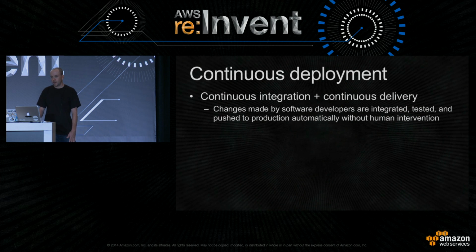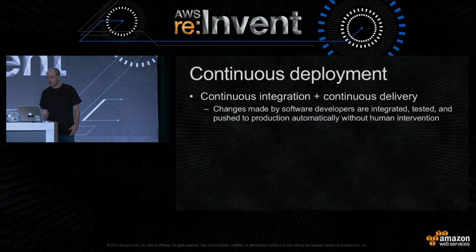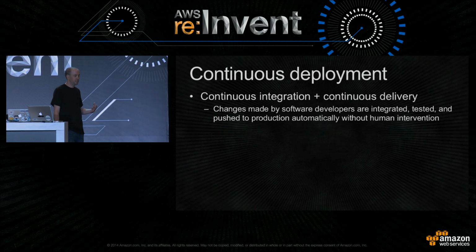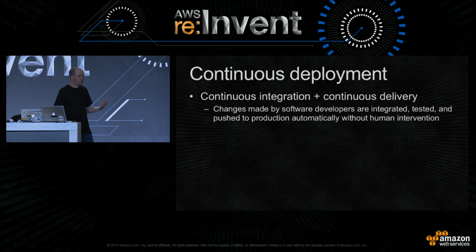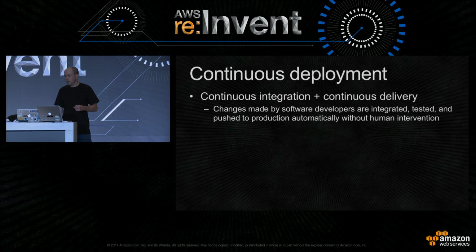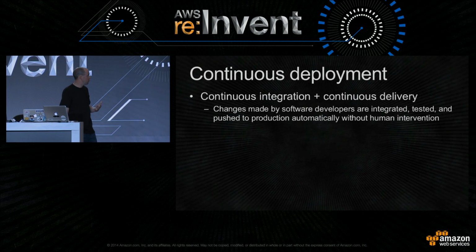For those of you that aren't familiar with continuous deployment, the way that I like to view it is a combination of continuous integration and continuous delivery. Changes made by software developers are automatically integrated, tested, and pushed to production without any human intervention. Some of the tools that were announced at the keynote this week, CodePipeline and CodeDeploy, are tools that we've used internally at Amazon that help us in our continuous deployment process.